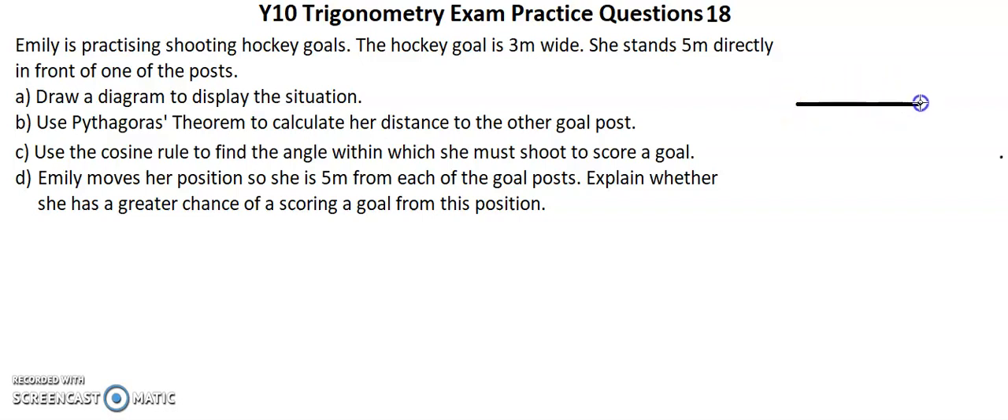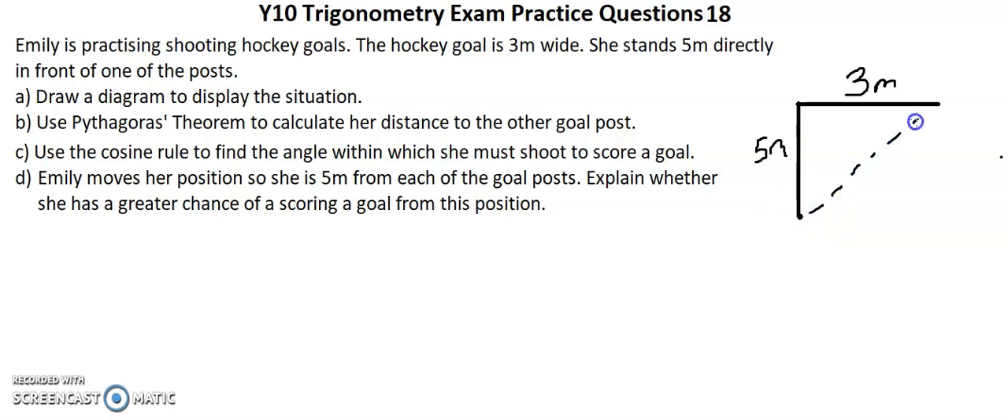So that means on our picture here, we've got our goal here. We know our goal is 3 meters wide. We know that she is standing at a point directly in front of one of the goals. So I'll put it there. So if I join that together, we know she at this point is going to be 5 meters away.